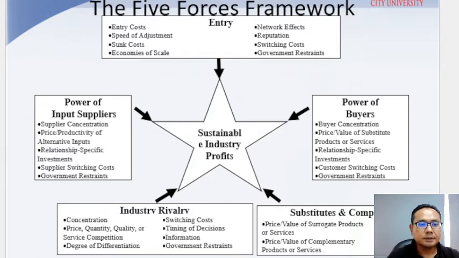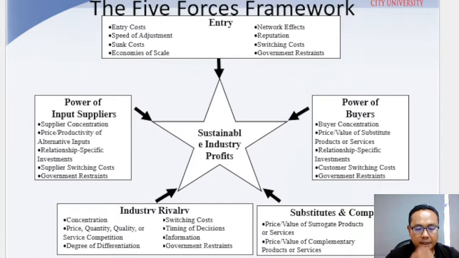Professor Michael Porter, one of the very prominent professors in strategy from Harvard University, introduced the five forces framework, which we can use as managers. Maybe you or other managers can use it to identify a few factors that can affect the sustainability of industry profit. The first one is entry.